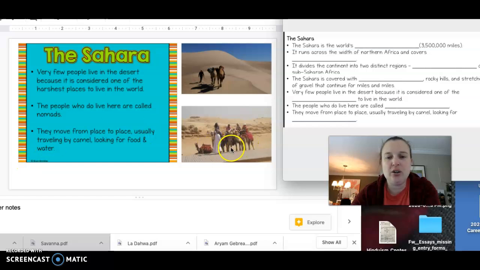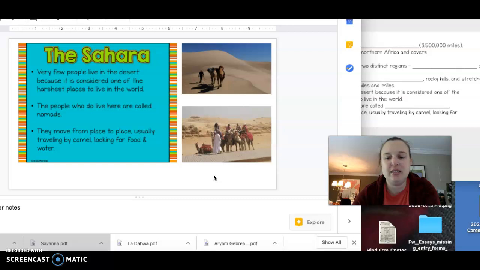So there aren't that many animals that can survive in such a dry place, but camels are one of them. That's why when you look up pictures of the Sahara, you see lots of pictures of people traveling with camels. You may know that camels don't require that much water. They can go for a long time without drinking water. They're a perfect animal to have in the desert.